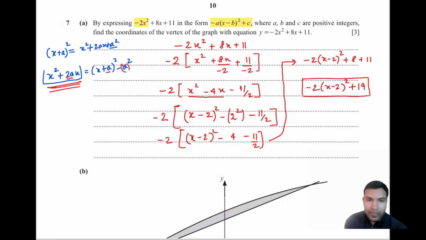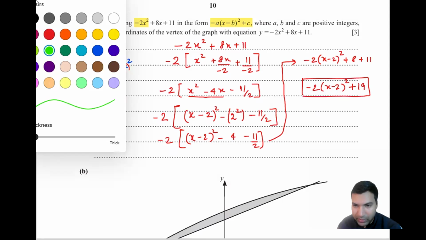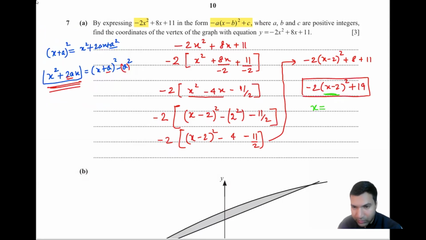Now, what they have asked is, find the coordinates of the vertex. So for the coordinates of the vertex, you keep x equal to the value where this term will be equal to 0. So when x is equal to 2, 2 minus 2 will become 0. And what will be the remaining constant? 19. So y is equal to 19. Okay, so this is called the vertex form. This form of quadratic is called the vertex form, where this is (x minus b). The x coordinate is b, and c is the y coordinate of the vertex. So this is called the vertex form.